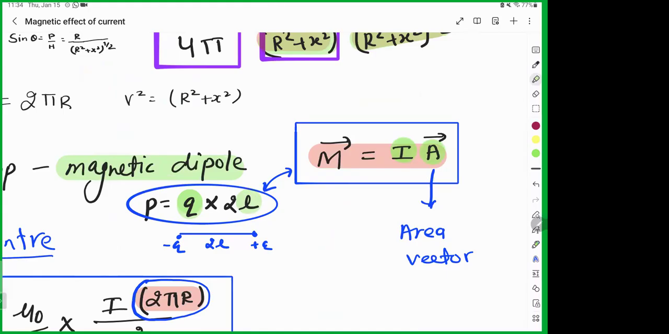If you remember, while we were doing electric flux, it was the integration of E vector dot dS vector. dS is the area vector, not area. Same here, A is the area vector, not area. Remember, it is area vector. Magnetic dipole moments. Any doubt, guys?